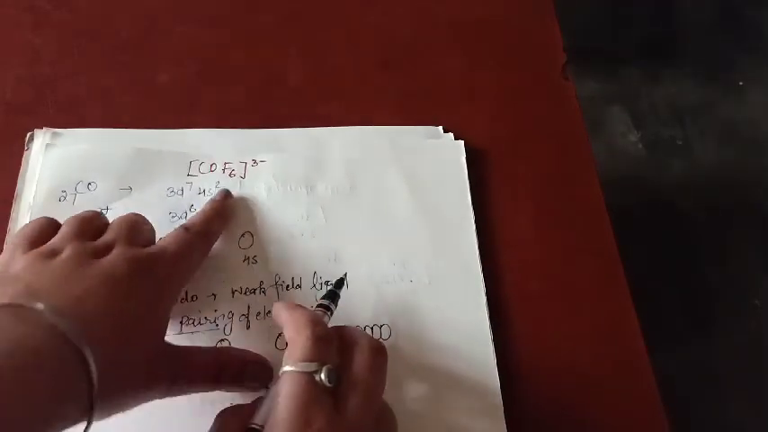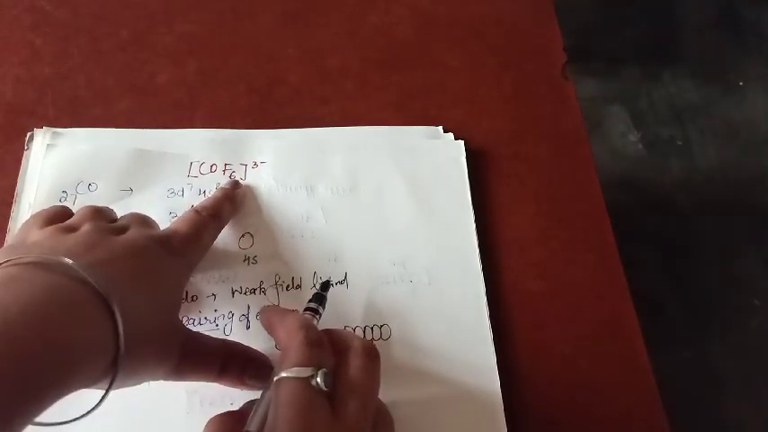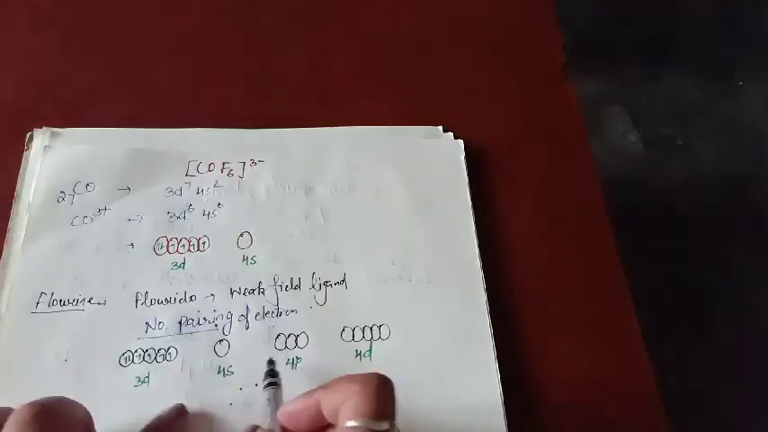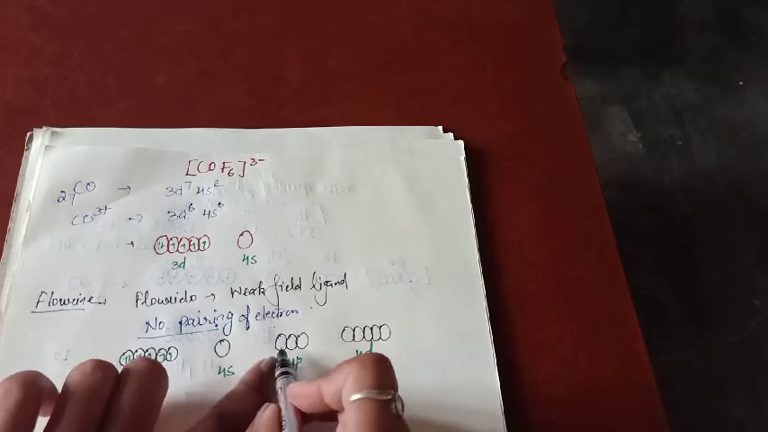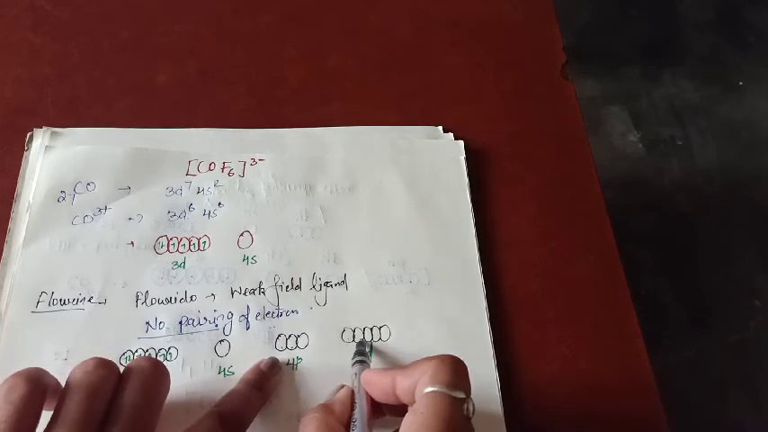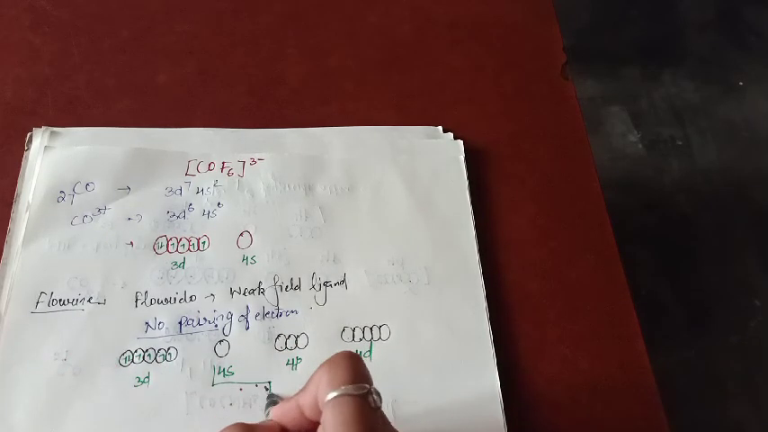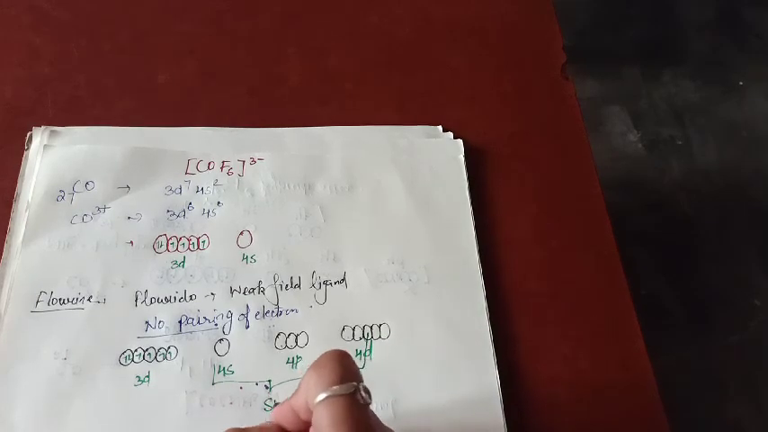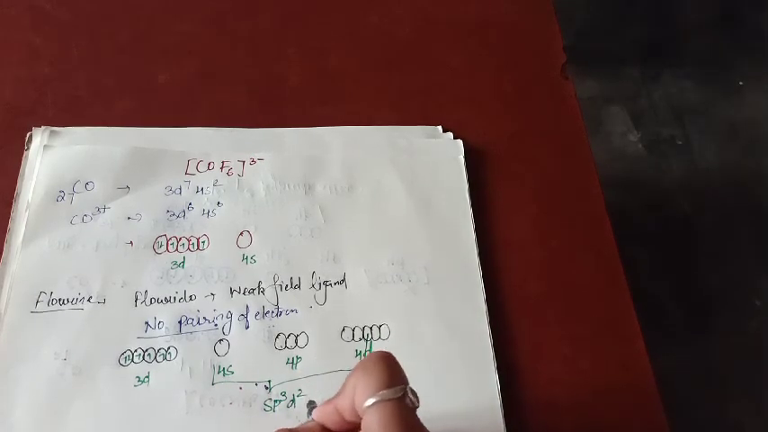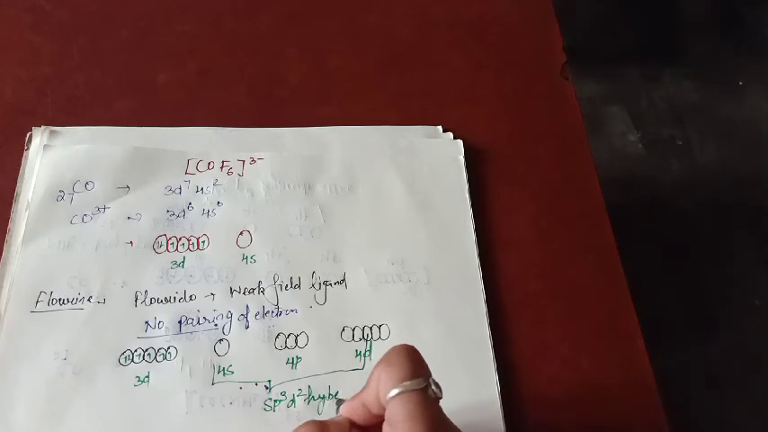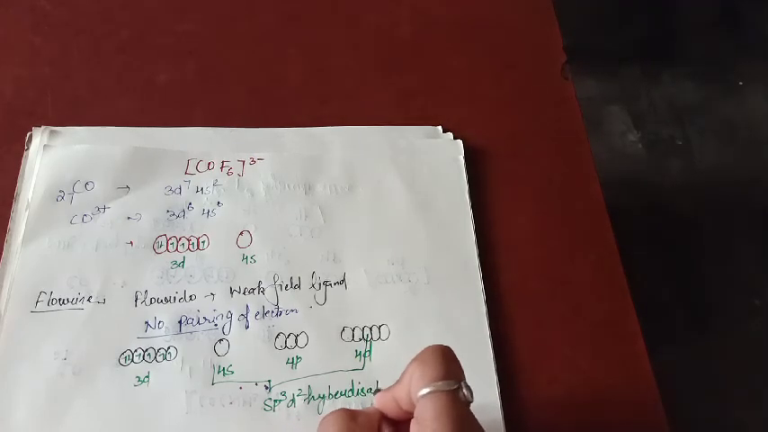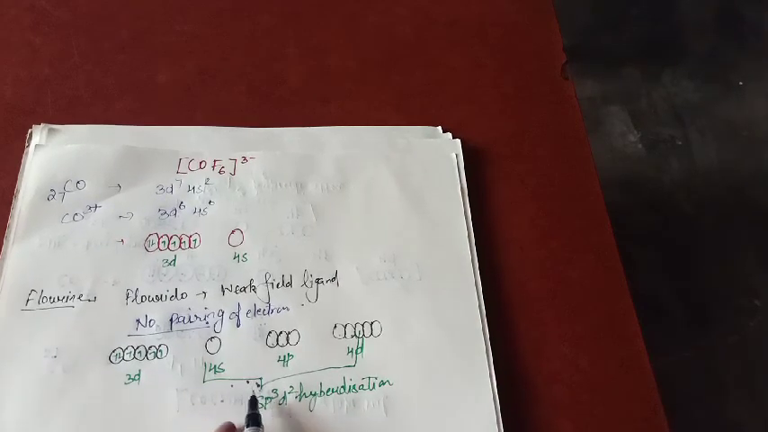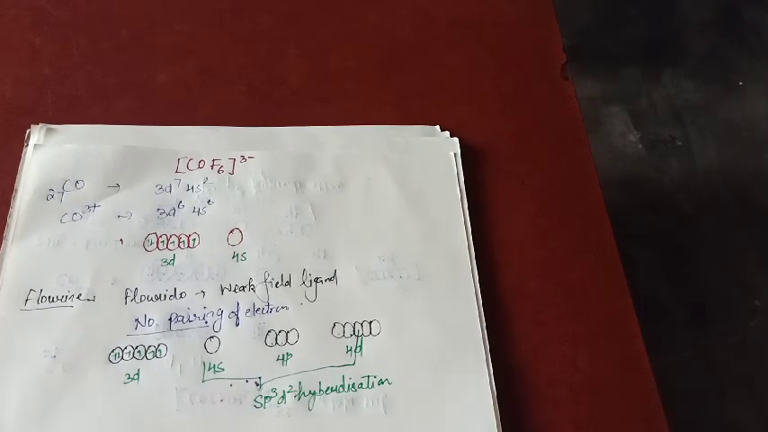So how many ligands are there? 6 ligands are there. So accordingly, how many orbitals should be vacant? 6. So 1 2 3 4 5 and 6. When you make these orbitals available, they go up to this. So the hybridization will be sp3d2. Hope it is clear to you. The hybridization here will be sp3d2.